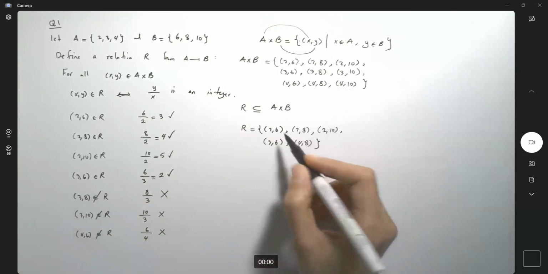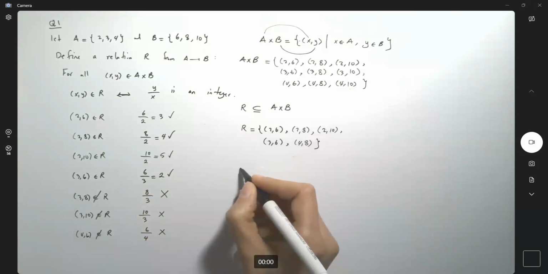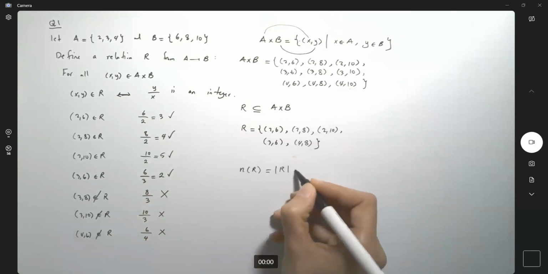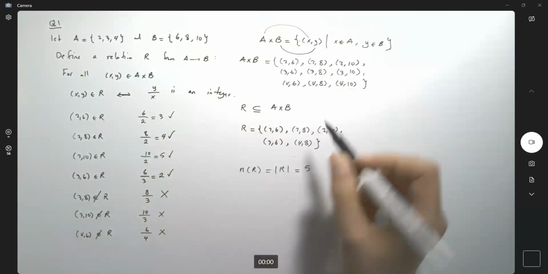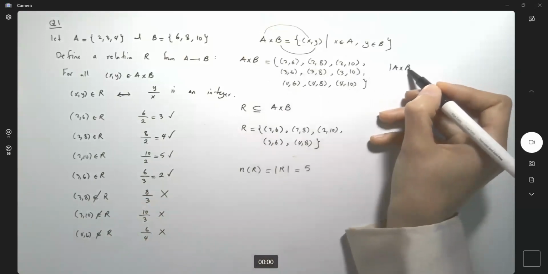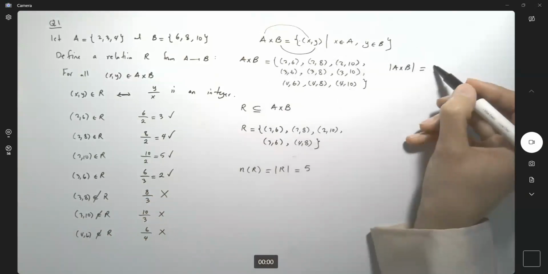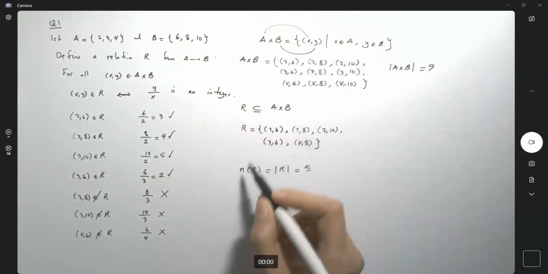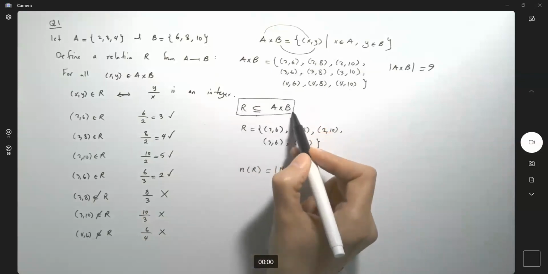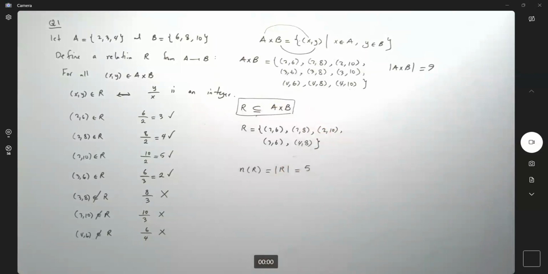So our relation has only 1, 2, 3, 4, and 5 members. The cardinality of this new set, or the size of this new set, is 5. Note that the cardinality of your original set for the Cartesian product between A and B is actually 9, and R as a subset of the Cartesian product between A and B has fewer members than the original set.